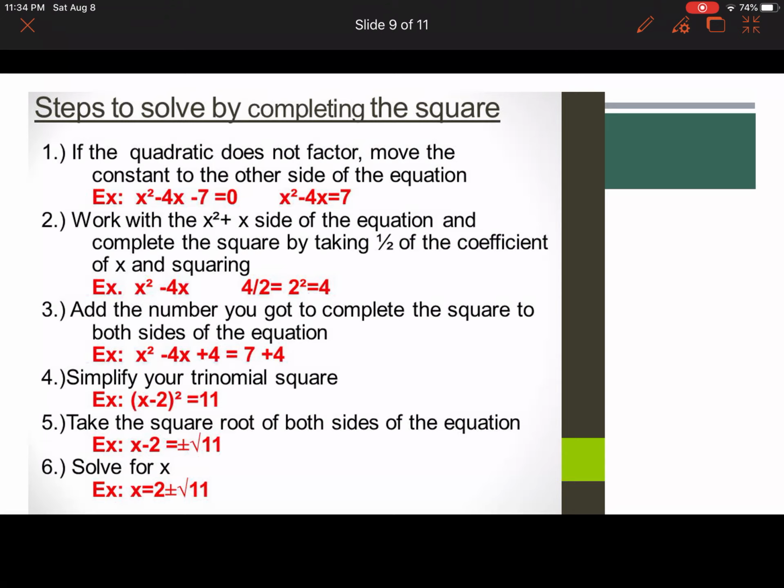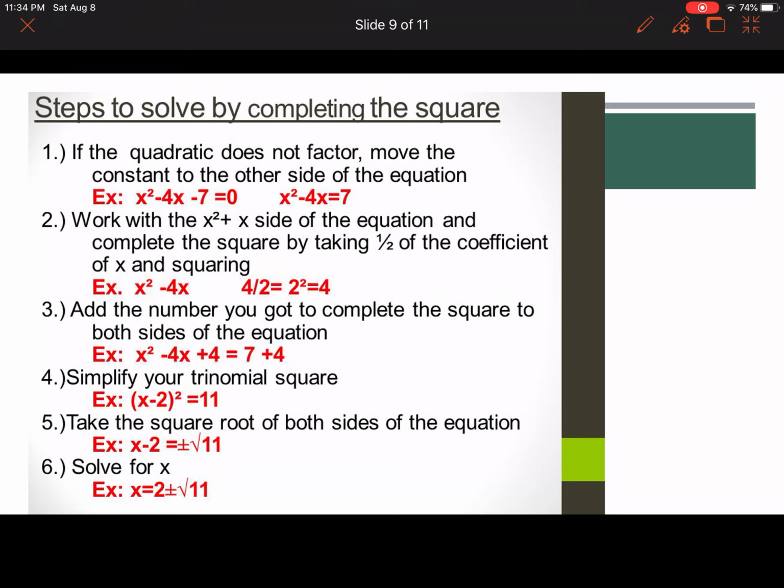The third method to solve a quadratic is by completing the square. Feel free to pause the video at any time to write down these steps. The first step we're going to do is add the constant to the other side, and then we're going to complete the square with what we have left on the left side of the equal sign.